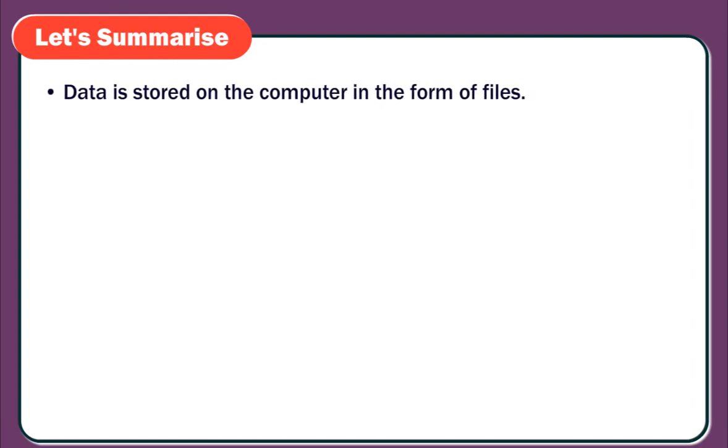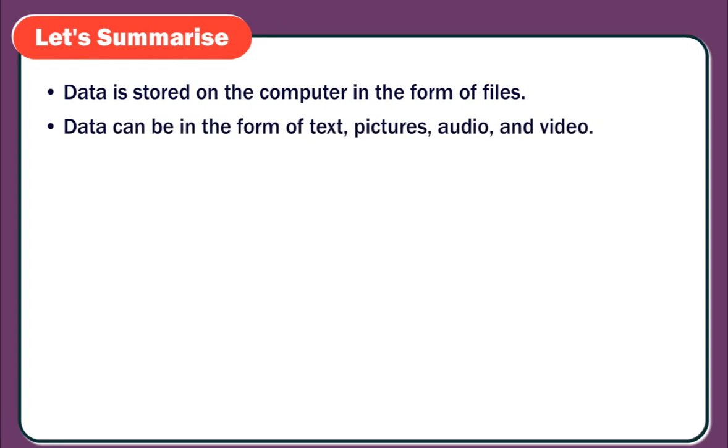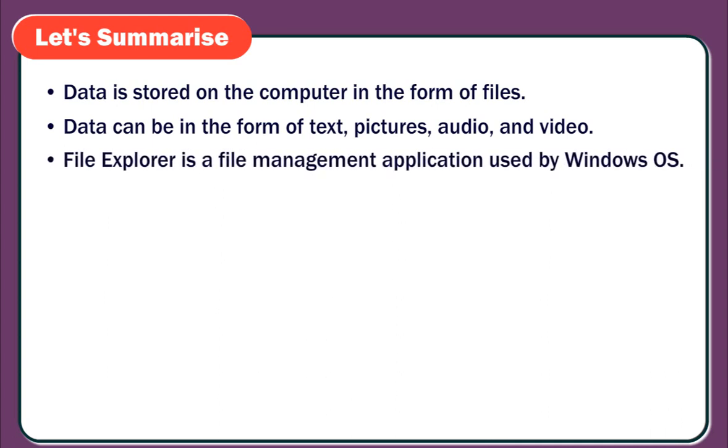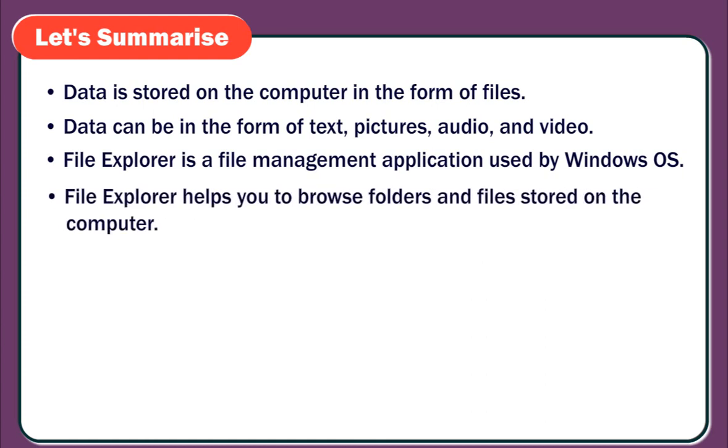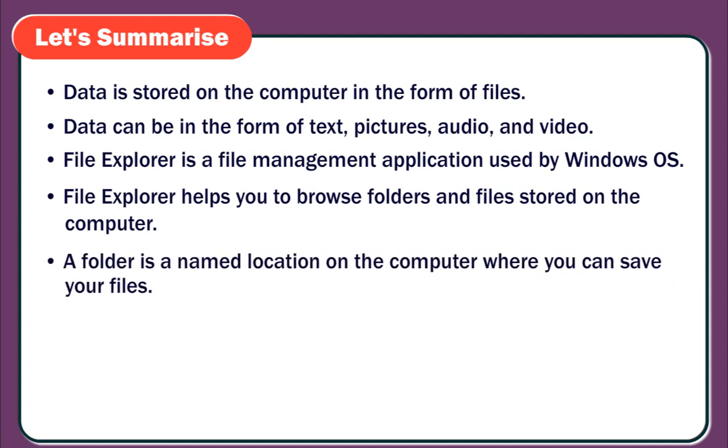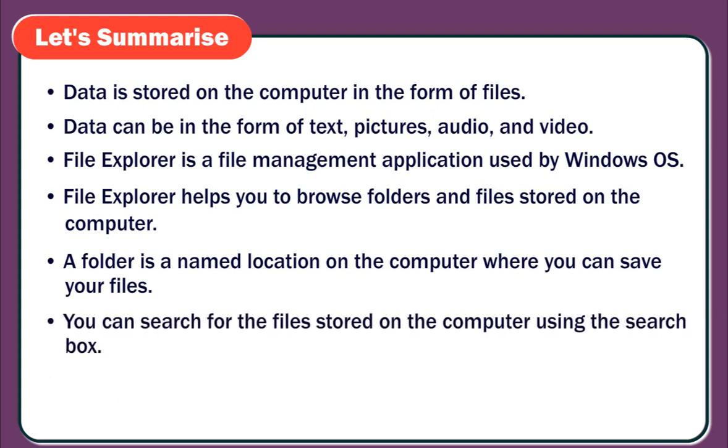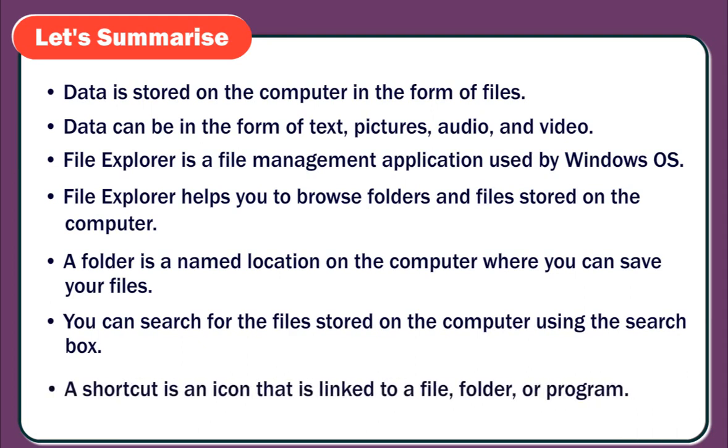Let's summarize. Data is stored on the computer in the form of files. Data can be in the form of text, pictures, audio, and video. File Explorer is a file management application used by Windows OS. The File Explorer helps you to browse folders and files stored on the computer. A folder is a named location on the computer where you can save your files. You can search for the files stored on the computer using the search box. A shortcut is an icon that is linked to a file, folder, or program.